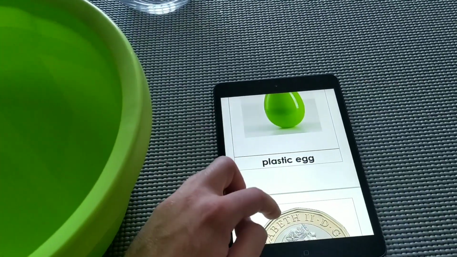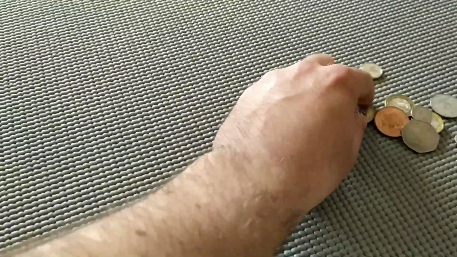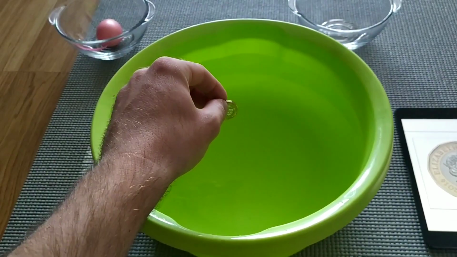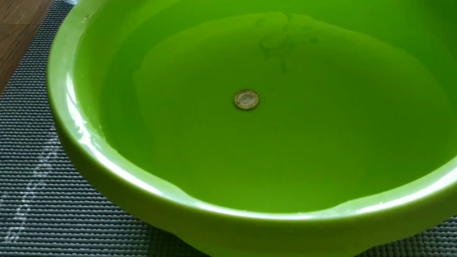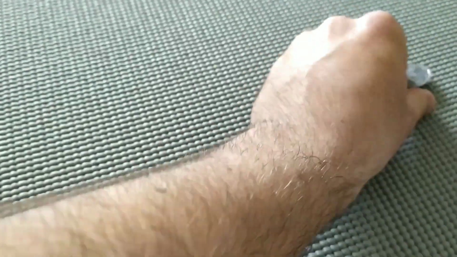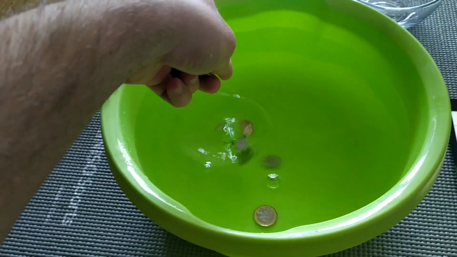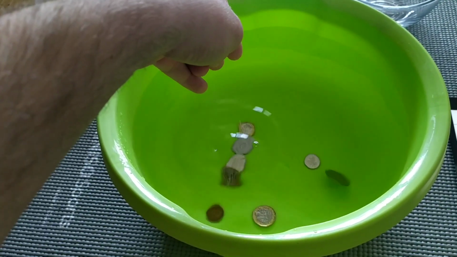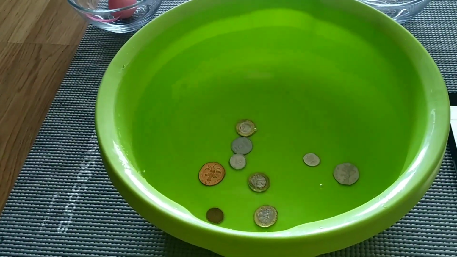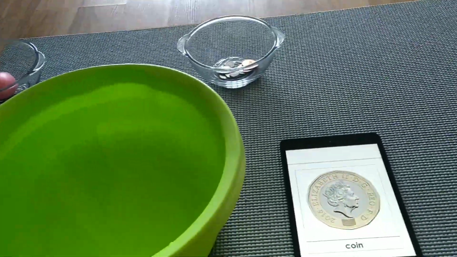The next object is a coin, so money. Let's look at the coins. I can take one. Oh, and this one sinks. Let's look at the other coins. So I can take a handful and drop them in one by one, and each one sinks. So we can put the money in the sink bowl.